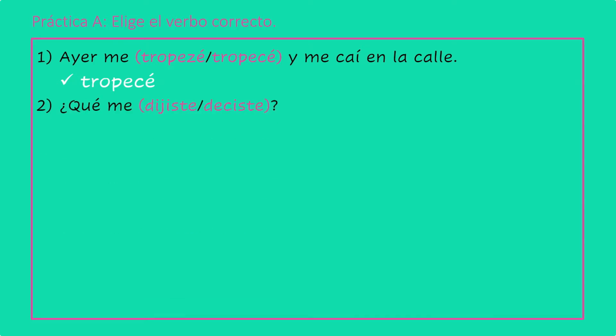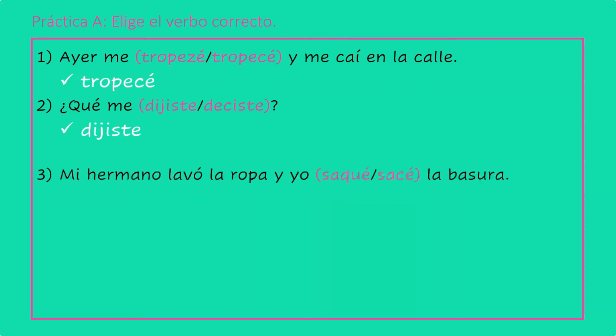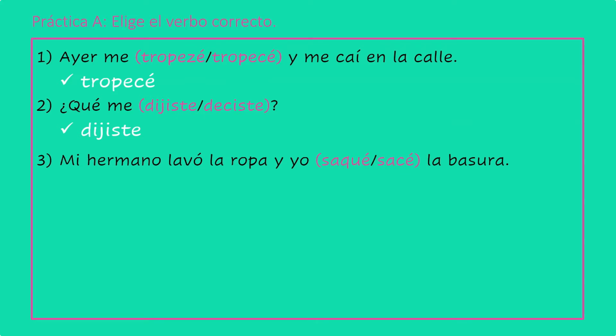Número 2. ¿Qué me dijiste? What did you tell me? La respuesta, ¿qué me dijiste? Número 3. Mi hermano lavó la ropa y yo saqué la basura. My brother washed the clothes and I took out the trash. La respuesta, mi hermano lavó la ropa y yo saqué la basura. Saqué. Sacar is a car-gar-zar verb, so it's going to have that change in the yo form.